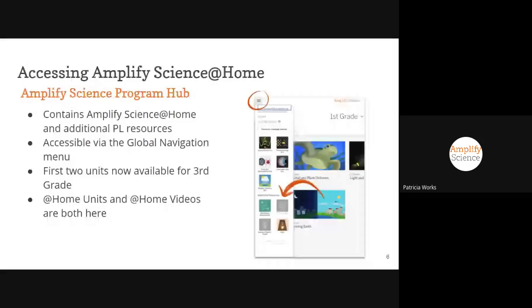To access the at-home resources and the other professional learning resources, click on the global navigation icon, the little hamburger, in the upper left-hand corner of the screen when you're on the Amplify platform, and then scroll down to the gray Program Hub icon.